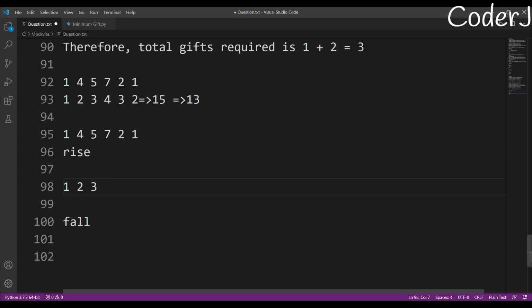Yes, it is. Give him four gifts. And then, is my 2 greater than 7? No, it is not. Don't do anything, but we are supposed to give at least one gift to everyone. So just give him one gift. Is my 1 greater than 2? No, it is not. So just give him one gift again.